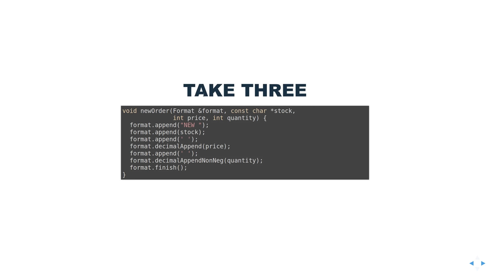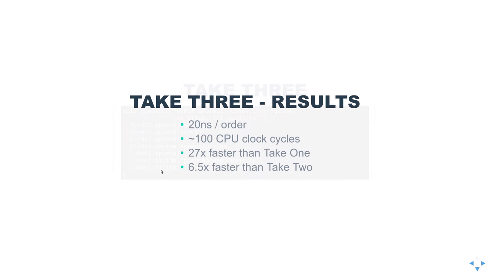So finally, this is what our new order routine looks like. We're going to be given a format object, and we've been given our stock, price, and quantity, and we're just going to append the new bit part. We're going to append the name of the stock, a space, the price, a space, a non-negative value. We happen to know that quantities cannot be negative, so we might as well take advantage of that, and then we're going to finish. So how quick is all that?